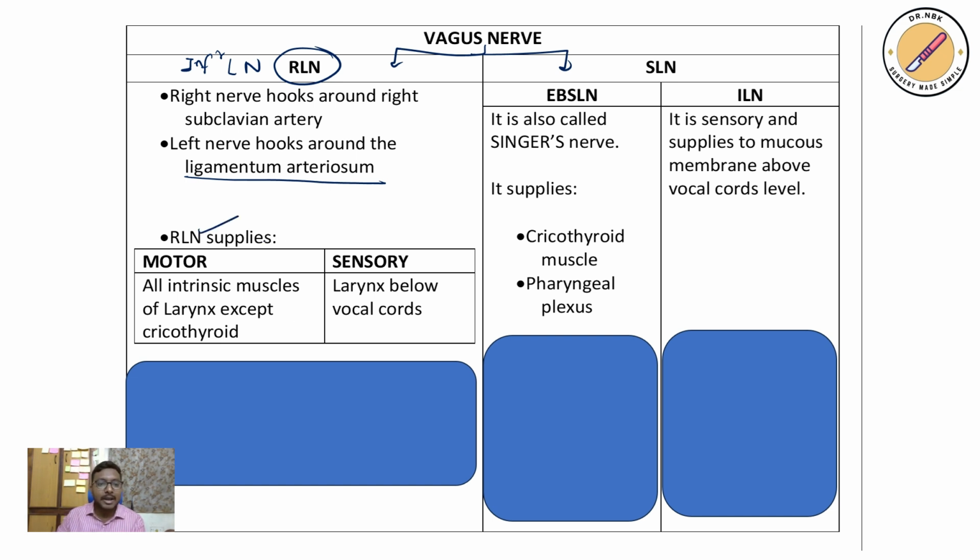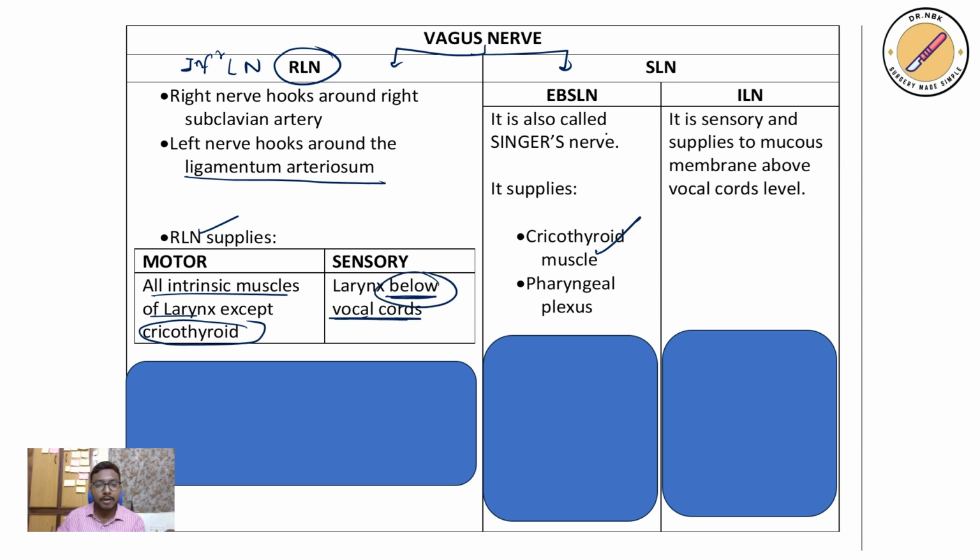Okay. Please understand, recurrent laryngeal is a mixed nerve. So the motor supply is for all intrinsic muscles of larynx except cricothyroid, and this cricothyroid will be supplied by your EBSLN. Okay, right. And recurrent laryngeal is sensory for the larynx below the level of vocal cords.